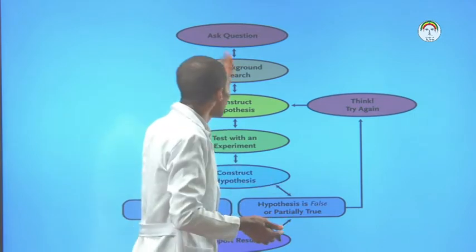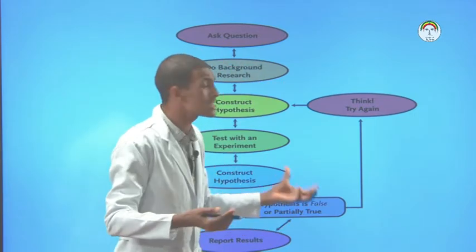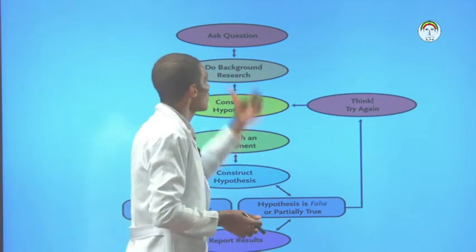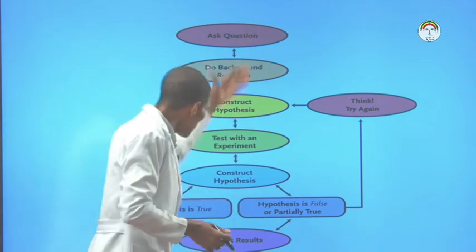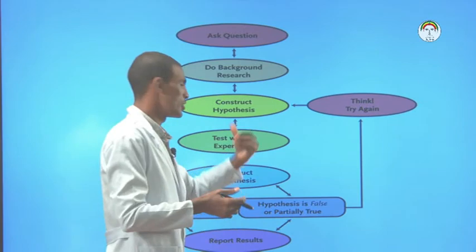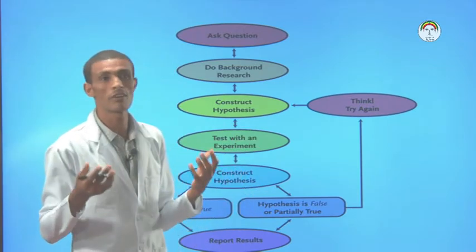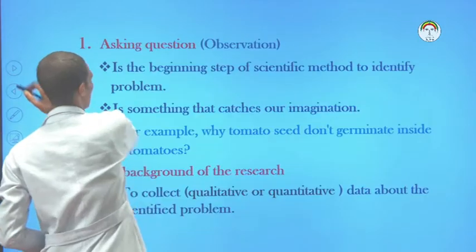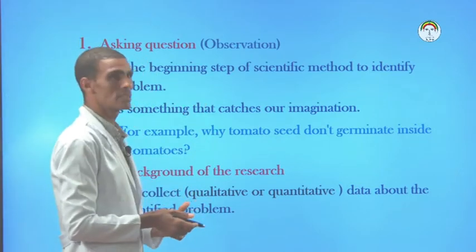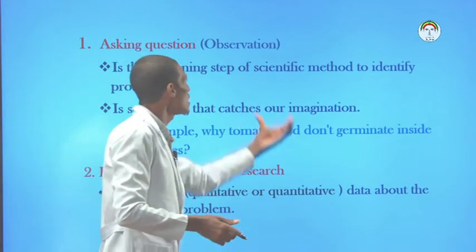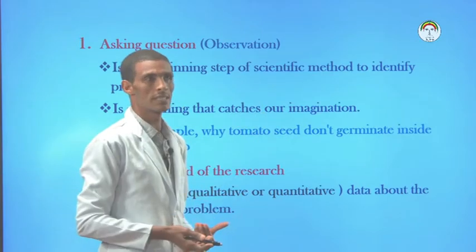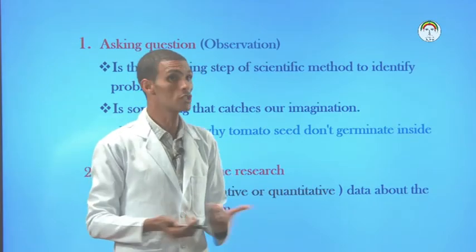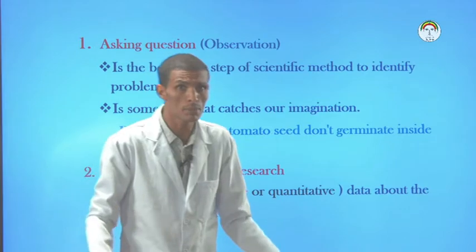So, we observe our surroundings, and something catches our imagination. So, we identify the problem here. Following all the steps, we can give a conclusion. Our conclusion must be based on repeated experimentation. This is what we mean by the recent scientific method. For example, if we see why tomato seeds do not germinate inside the tomato itself, this is a problem. This is the beginning problem.